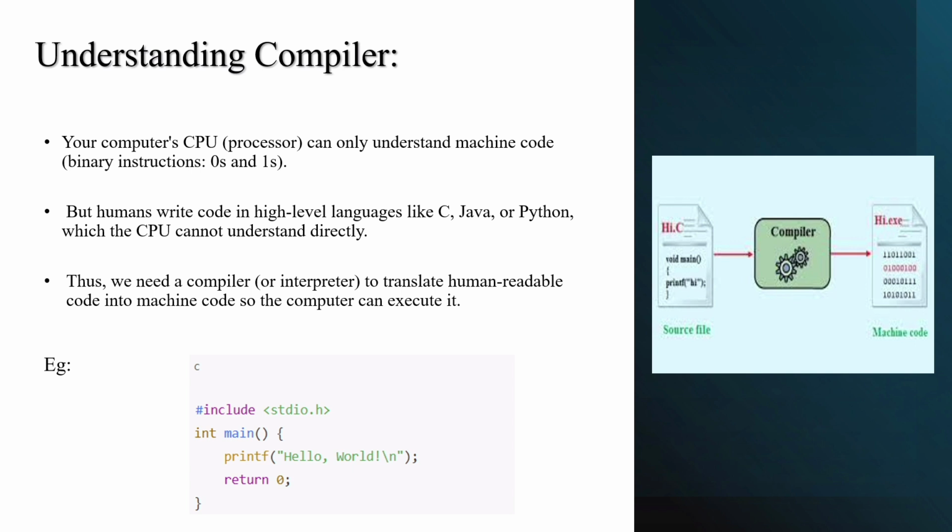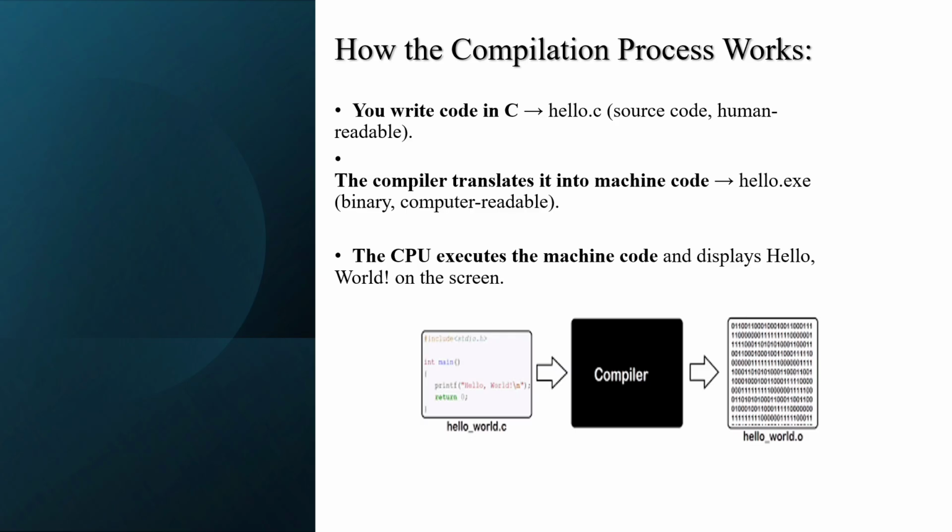Let me explain how the compiler does this. For example, the below example shows the C program for printing hello world. So when I write this program, I'll save it in a .c file. So the compiler converts this entire C program from .c to .exe. That is, it converts the source file to the .exe, which is the machine code, and then the CPU executes the machine code and it displays the output hello world. So the compiler's work is to convert the human readable code to the machine understandable code.